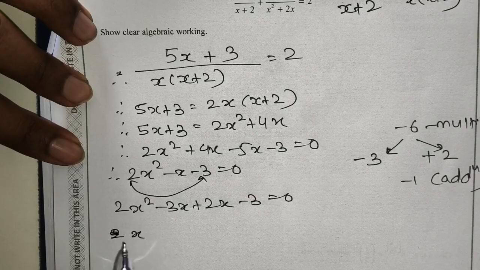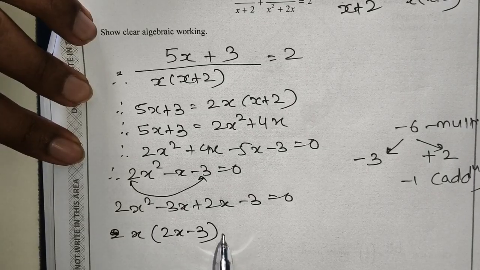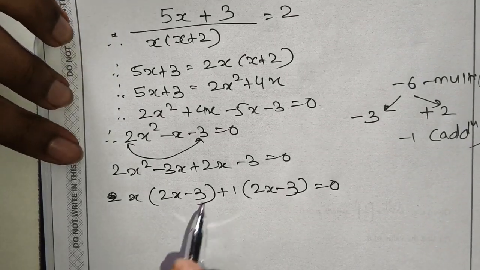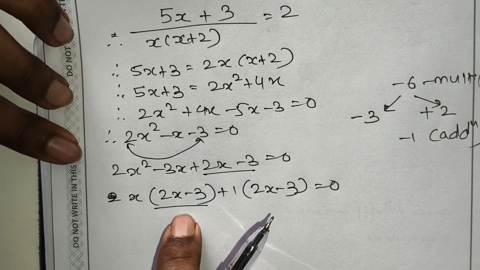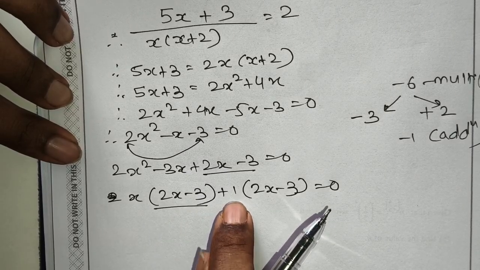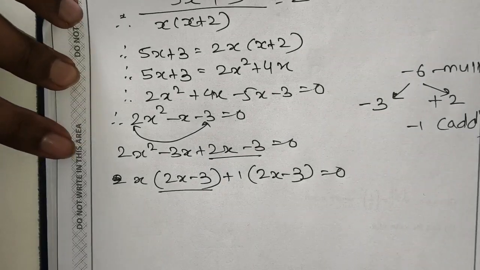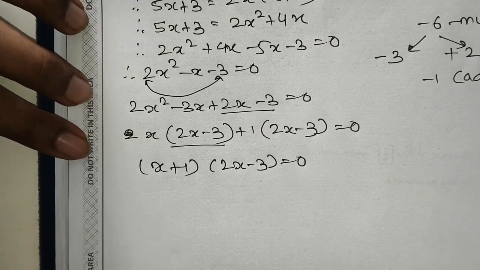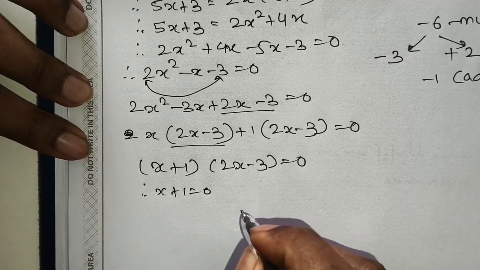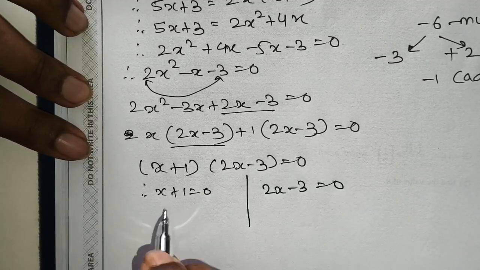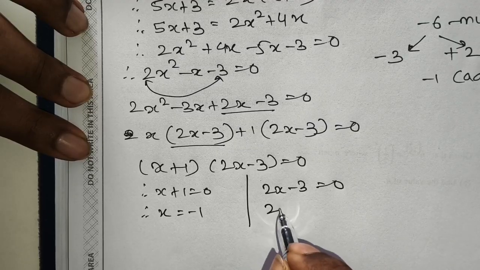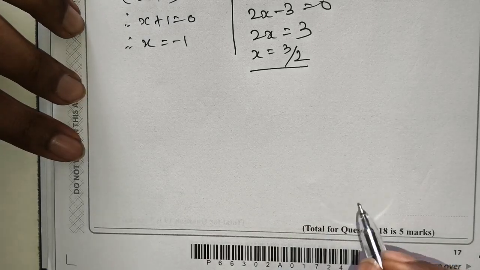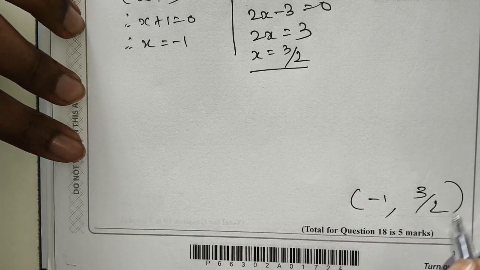So actually x will come out in common, which is x into 2x minus 3 plus 1 into 2x minus 3 equals 0. When you see that this is equal to the first factor, you always add 1 here, right? Adding 1 will really help you to get rid of that. So now your new factors are x plus 1 and 2x minus 3 equals 0. Hence my x plus 1 equals 0 or 2x minus 3 equals 0. Hence my x is going to be minus 1, and in this case my x is going to be 3 by 2. Correct? So my values are minus 1 and 3 upon 2.